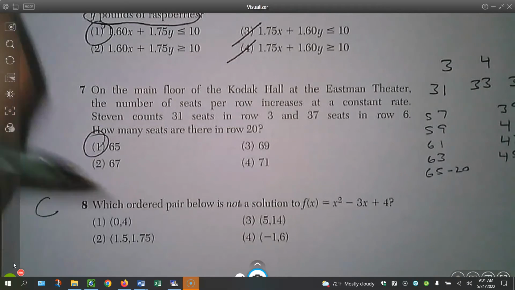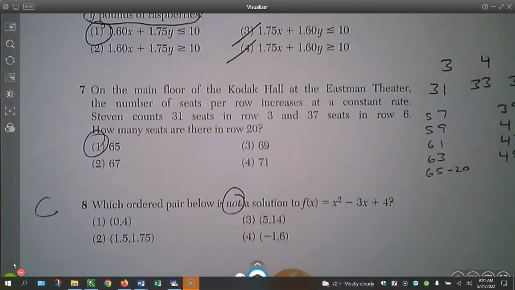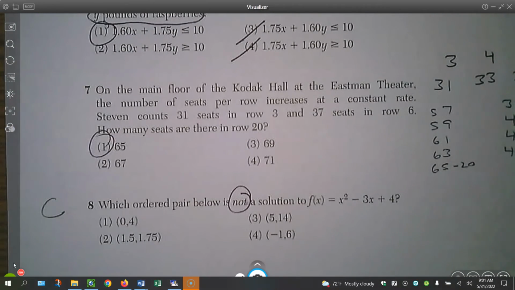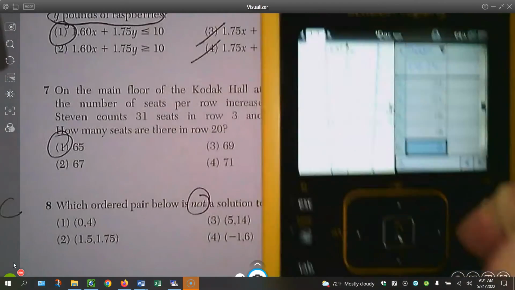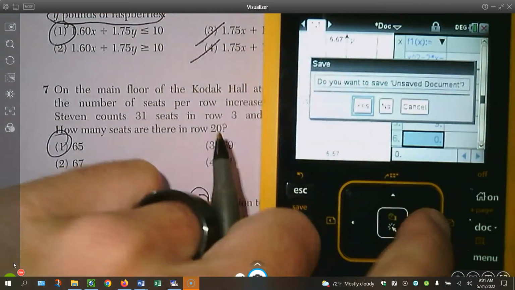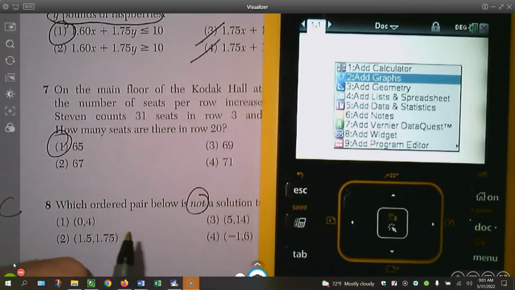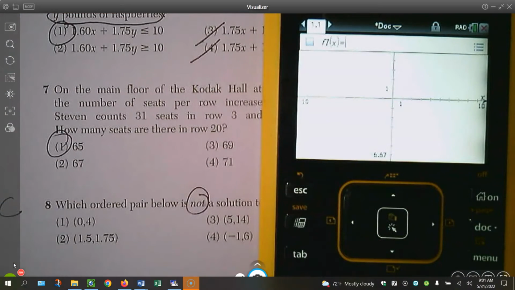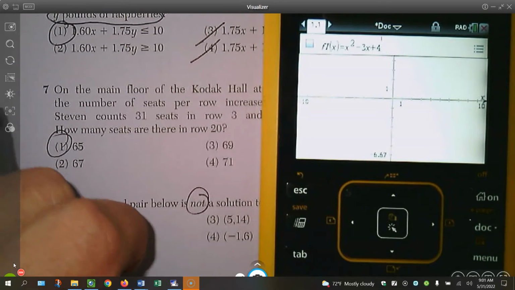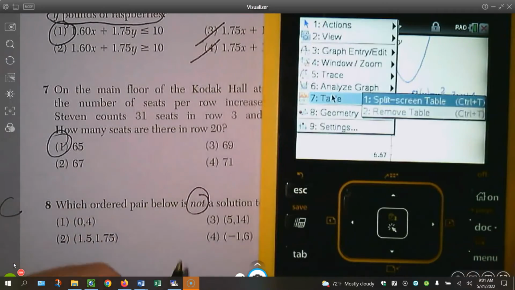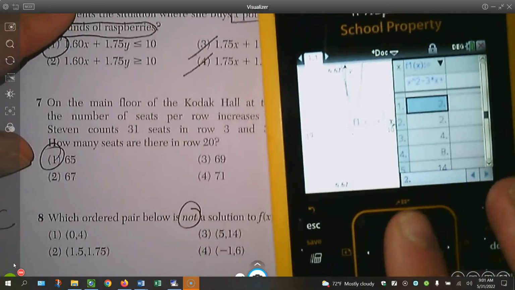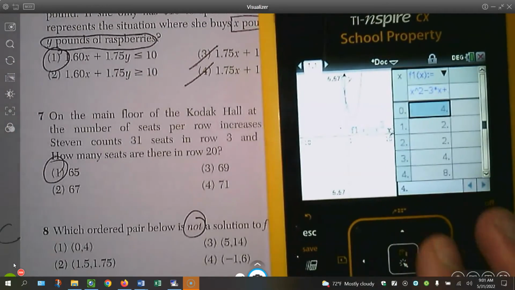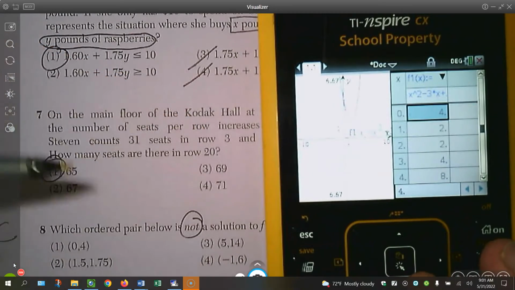All right, number 8, which is not a solution. Okay, this is a calculator question. I'm going to graph this, x squared minus 3x plus 4. So we're going to new document, add a graph. X squared minus 3x plus 4. And we're going to go right to a table. And look, 0, 4. 0, 4 is a solution. That's on there, so that's out.